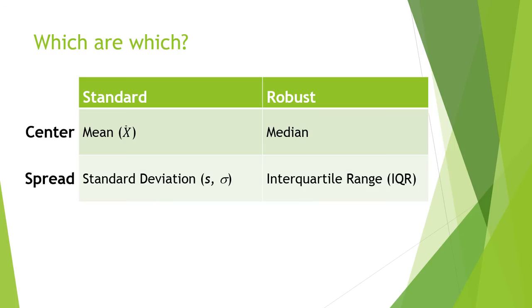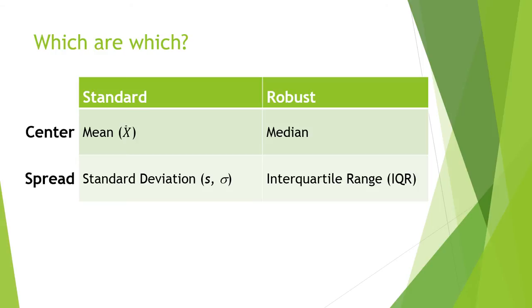So which are which? Here you go. As far as we've learned so far, forget about the mode, forget about the range. You might think of them as robust stats, but we're just not going to use them very much. They're just not useful for very much of what we want to do. So think of these statistics. The standard statistics for center and spread are the mean and the standard deviation, and also the variance, but we don't use the variance to really describe data very often. We use it later, even though it's tightly related to the standard deviation.